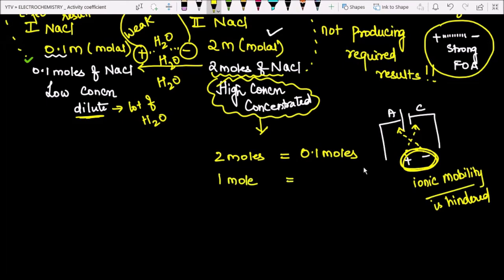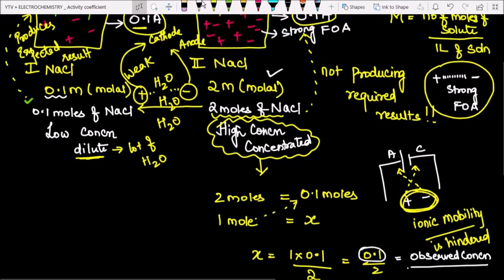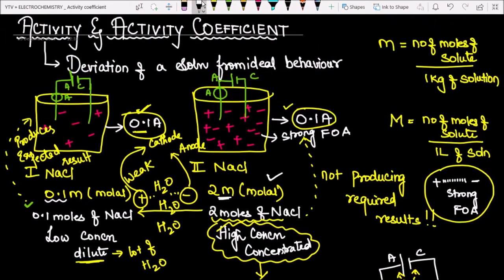Then what will I do? I'll just cross multiply, right? So I'll write it as x. X is equal to 1 into 0.1 divided by 2, which is equal to 0.1 by 2. Now just listen. This is the observed concentration. Can I call it the observed concentration? Yes. Why am I calling 0.1 the observed concentration? Because I took a 2 molar solution, but how did it behave? It behaved like a 0.1 molar solution. So 0.1 molar or 0.1 moles is the observed concentration.